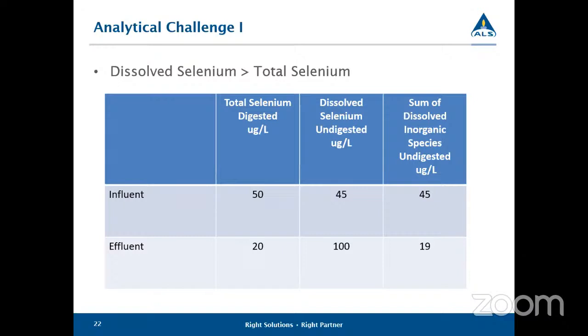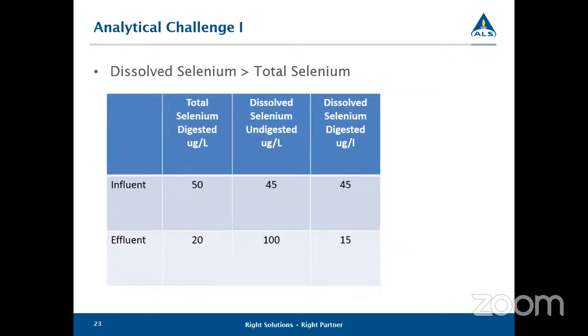So what we did here is we investigated quite a number of years ago. This is not new for us, but we investigated literature, we did some internal studies, and we discovered that volatile species were likely the cause of this elevated dissolved selenium. So we tested this. Volatile species enhance the signal on the dissolved analysis.